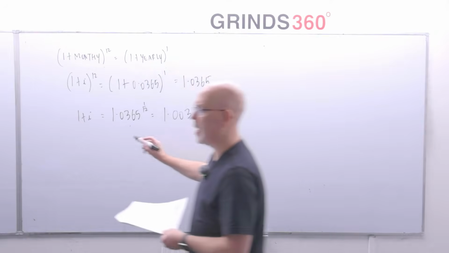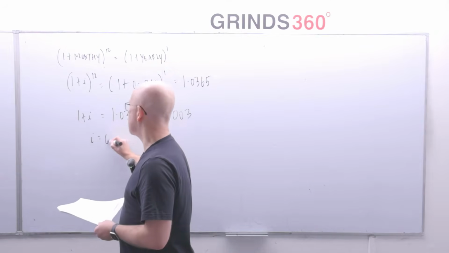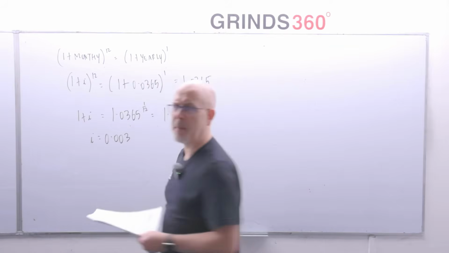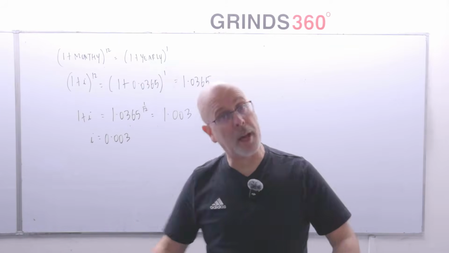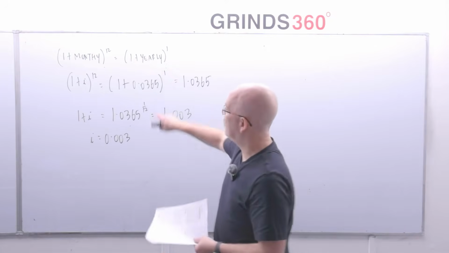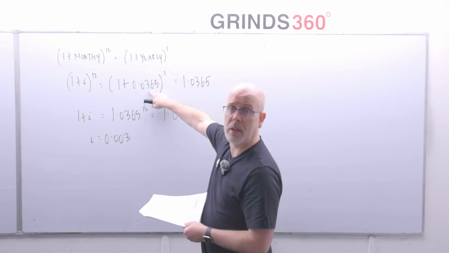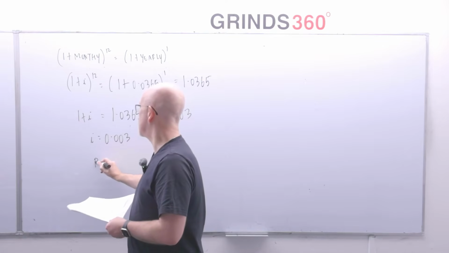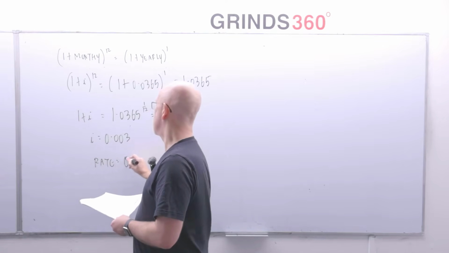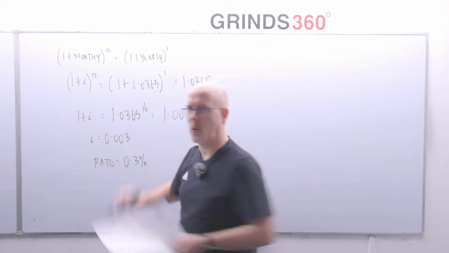Subtract 1 from both sides, and we get that i is 0.003. And remember, that's the monthly rate as a decimal. To get a percent, you've got to multiply back by 100, because remember, you divide the yearly by 100 to get the decimal. So multiply the decimal by 100 to get the percentage. So that means the rate is 0.3% as required.